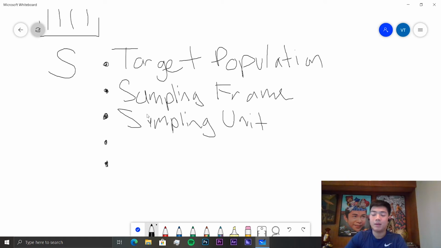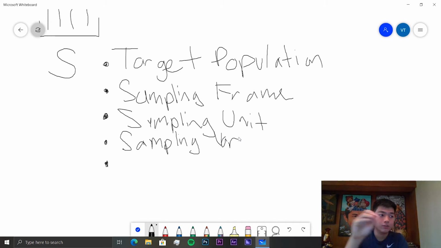And this is a single member from the sampling frame that is chosen to be sample. We have the sampling variable, which is the variable under investigation. Of course, there can be more than one sampling variable, but this is the characteristic we want to measure from each sampling unit or each individual member of the sample.